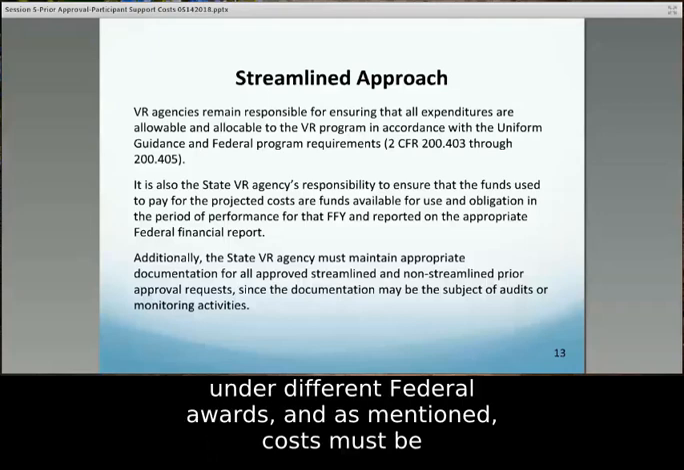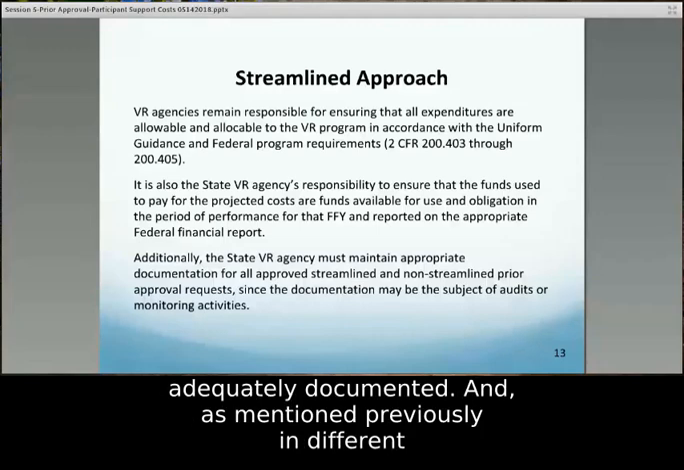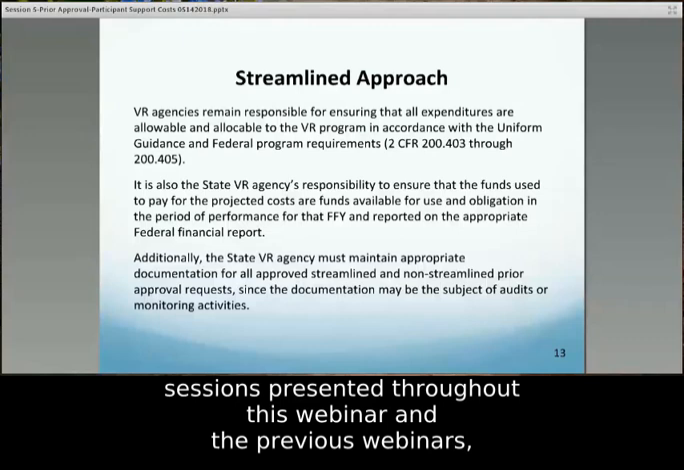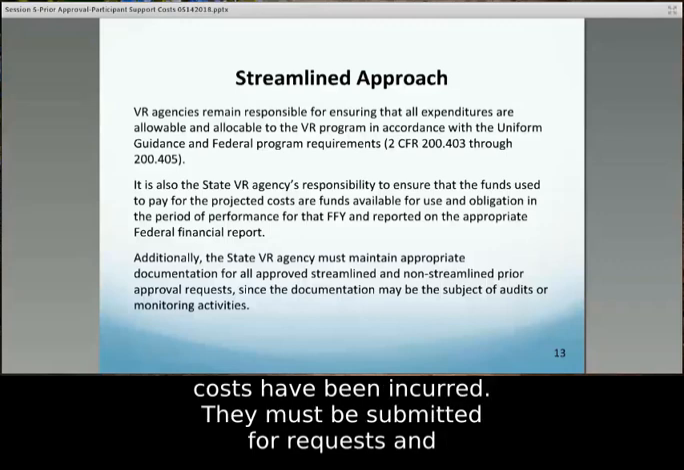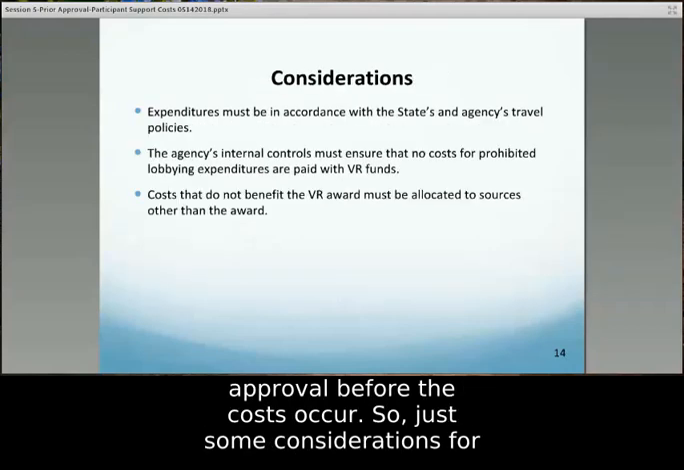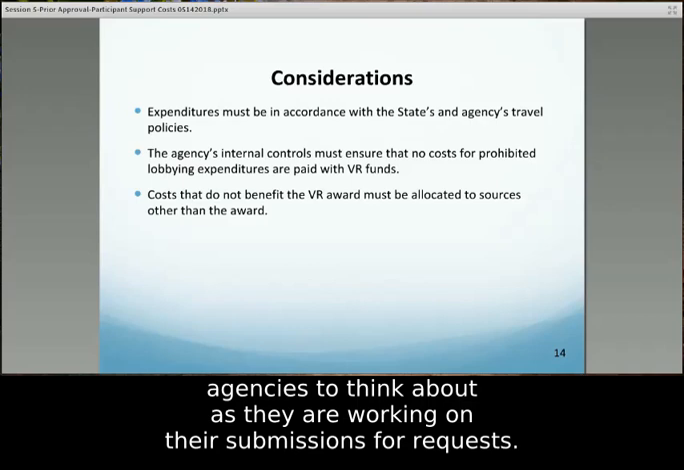And as mentioned, costs must be adequately documented. And as mentioned previously in different sessions presented throughout this webinar and the previous webinars, prior approval for participant support costs cannot be obtained after the costs have been incurred. It must be submitted for request and approval before the costs occur. So just some considerations for agencies to think about as they are working on their submissions for requests.